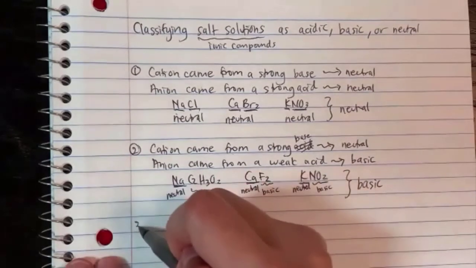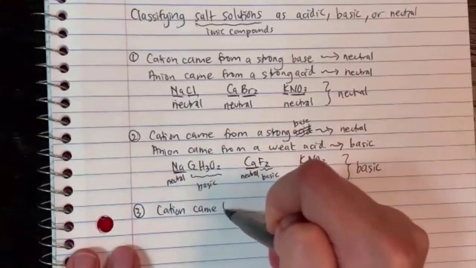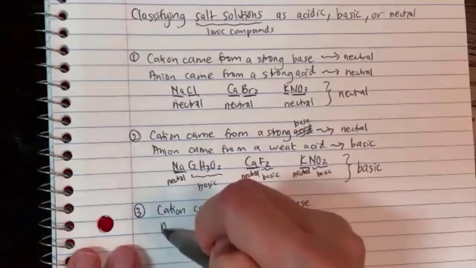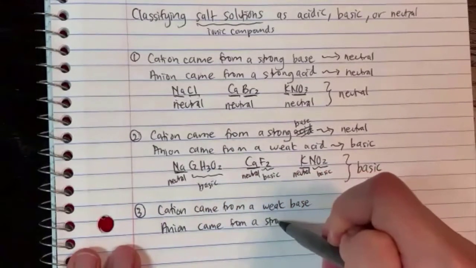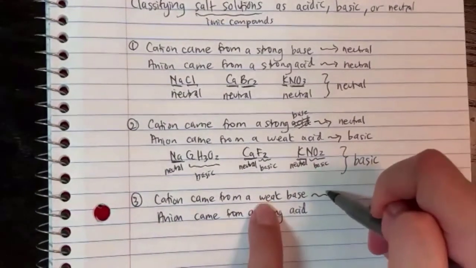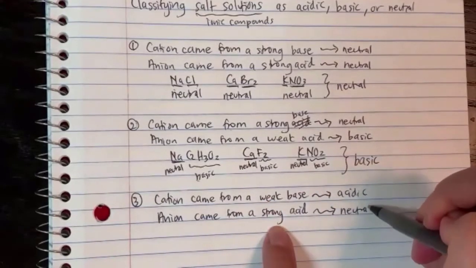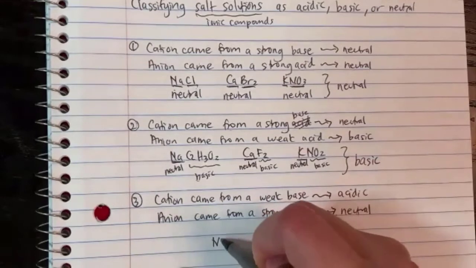Okay, so let's do the other scenario where you have the opposite. The cation came from a weak base, and then the anion came from a strong acid. If it came from something weak, this will have acidic properties. If it came from a strong acid, this is neutral. Like chloride, from HCl, a strong acid, that's neutral. Nitrate, that's neutral because it came from a strong acid.